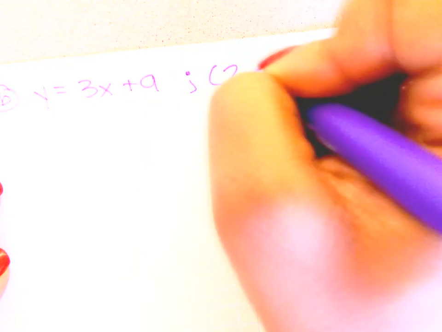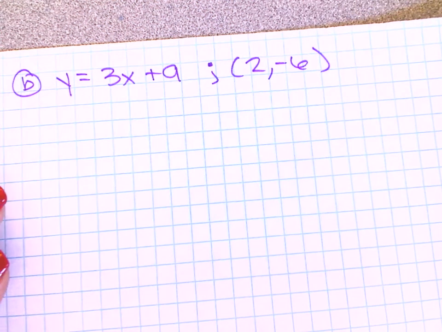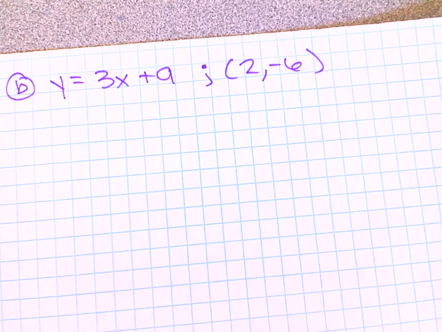Let's go with letter B. Y equals 3x plus 9, and the point is 2 comma negative 6. Put how many fingers in the air are the slope. What's the slope? Good, I see it from almost everybody. What's the slope? 3. Fingers in the air. 3. Slope is 3. So what should your slope be at the end? Put your fingers in the air. It's a parallel line. What should your slope be at the end? Good. 3 as well. Good.